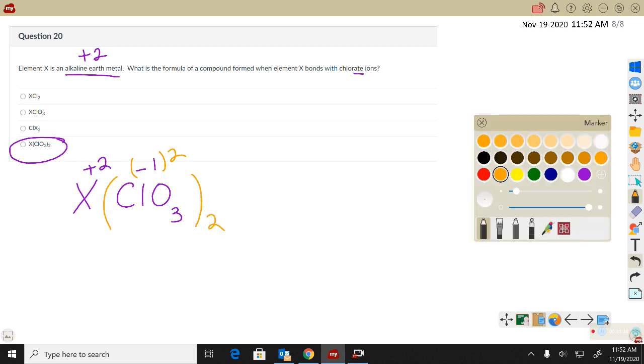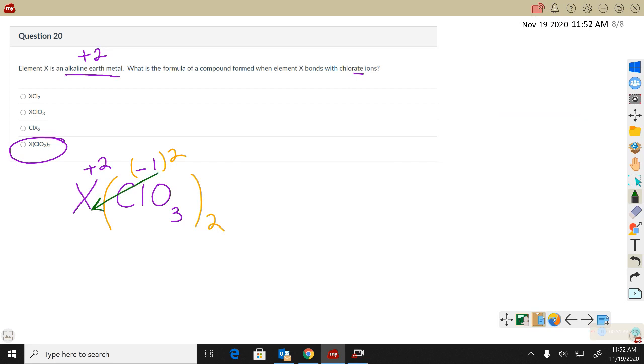You could also be a crisscrosser, and then I'd be crisscrossing the 1 and the 2. And no matter what, I would get the exact same formula.